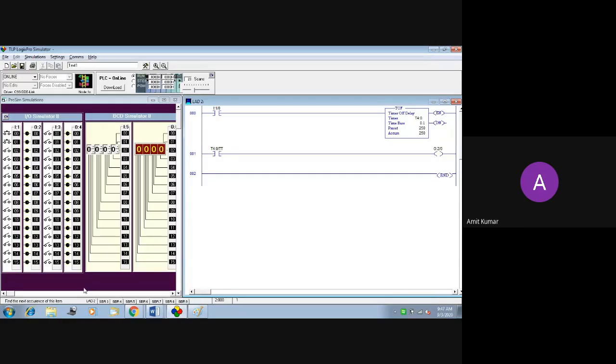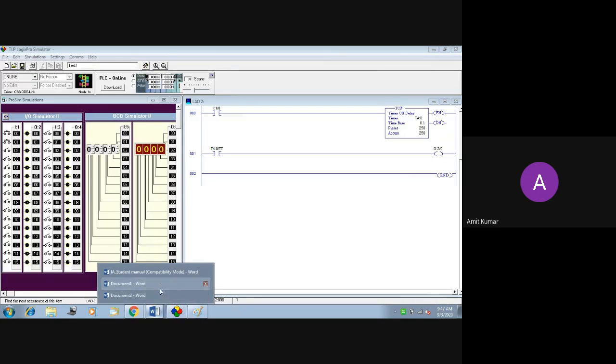So this is all about the three timers. Once you write one timer, you will be able to write all those timers.